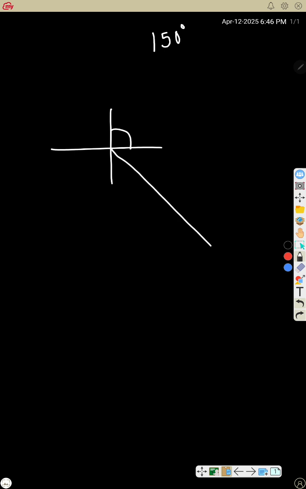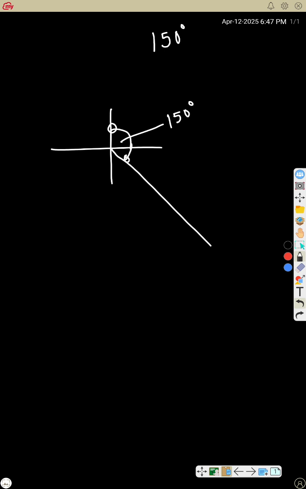Let's say I ask you to locate 150 degrees. Where will 150 degrees fall? Here. Remember, this place is 90. So from here to here is 180. That means 150 will be inside this quadrant. No measurement, but let it fall in the quadrant. So from here to here is 150 degrees.